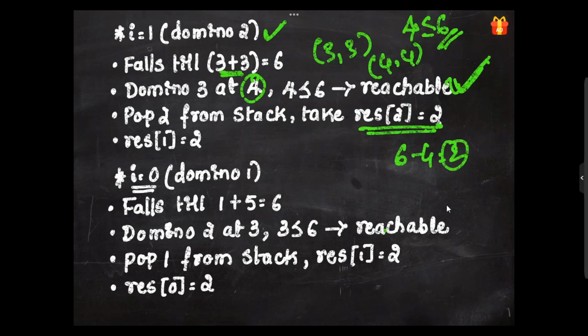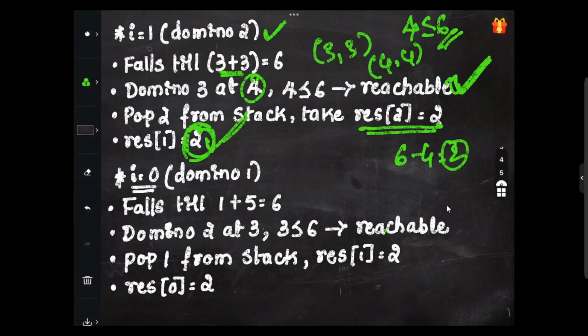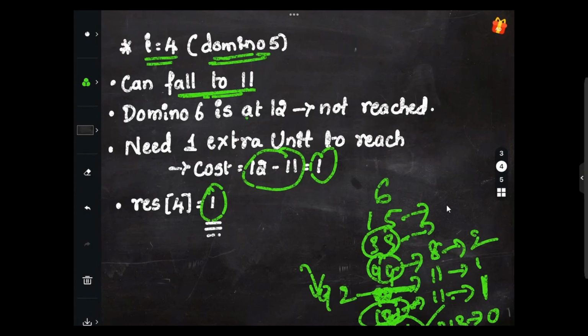And result of 2 will be 2, and result of 1 will be result of 2, nothing but it will be 2 itself. It will be 2 itself because it is directly reachable, we will not be adding. So here result of 2 equals result of 1, that will be 2 itself, right? So here we got the value 2 for domino 2. So this will lead to 6, and the value will be 2, right?